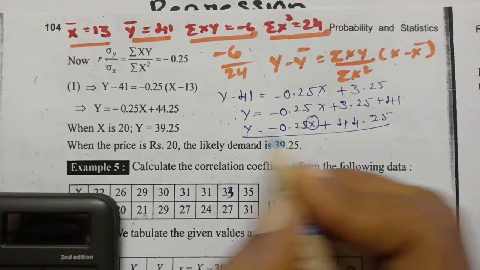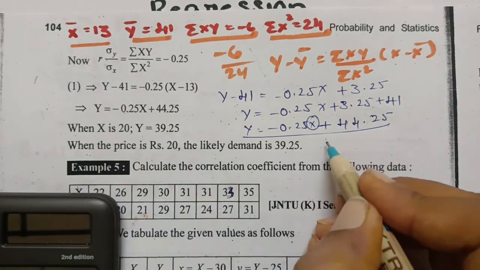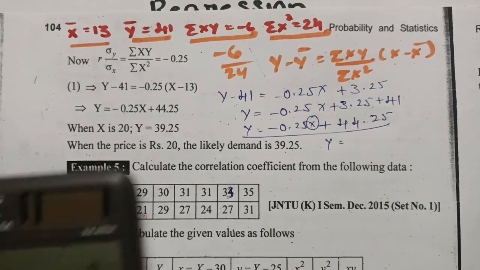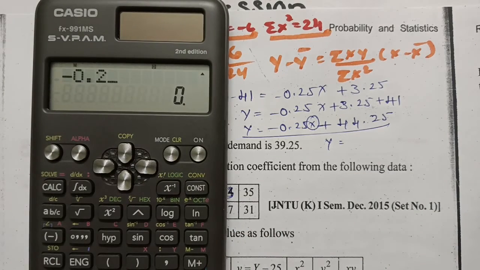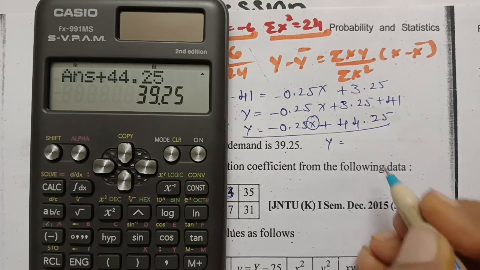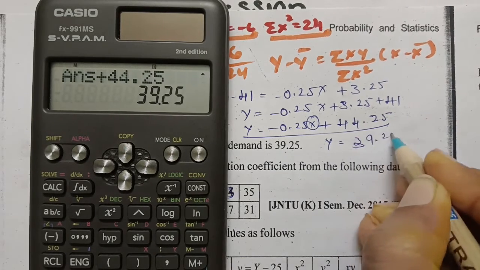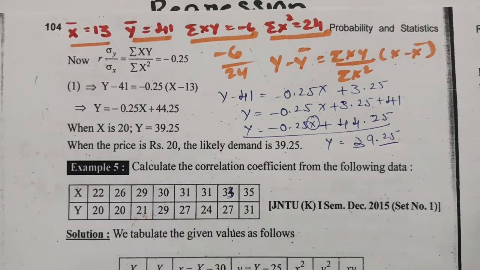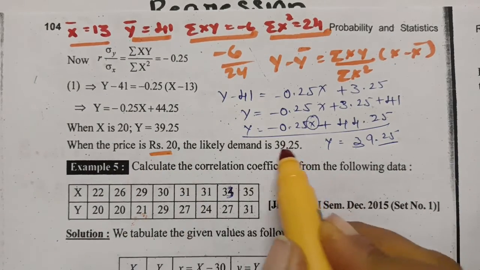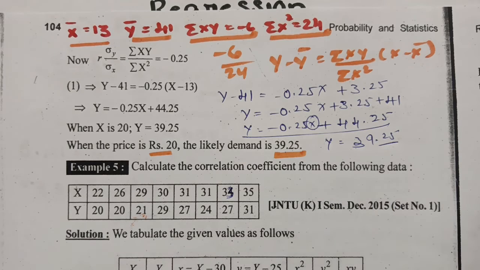In this x, if I substitute 20, then the y value will be, see here, minus 0.25 into 20 plus 44.25. The value here is 39, so this is 39.25. So when the price is 20, the demand is 39.25. This is how we have to solve.